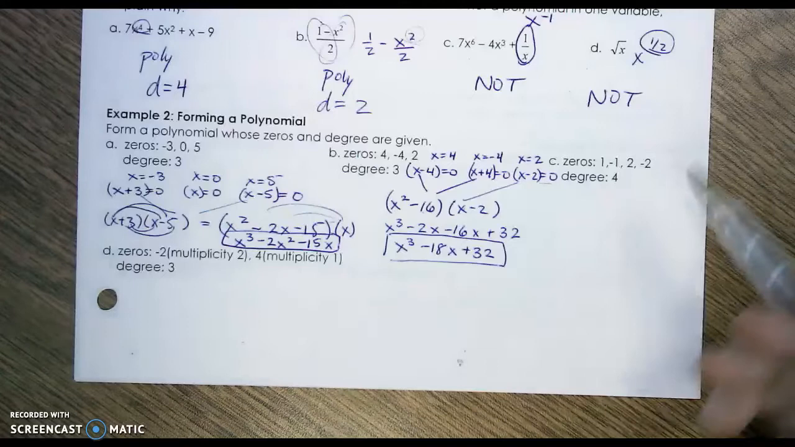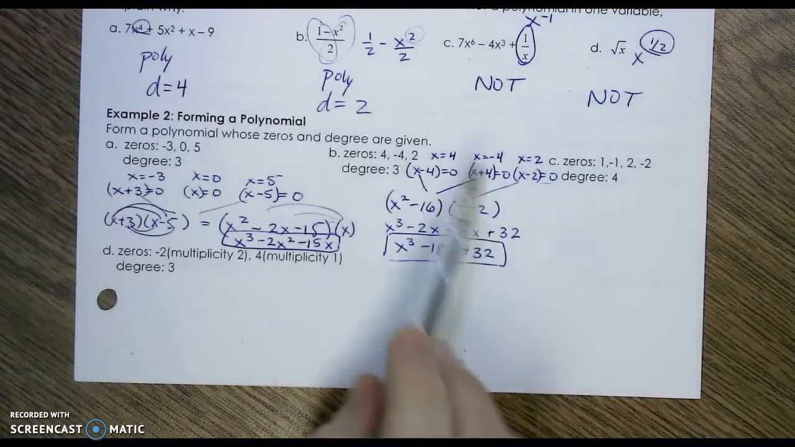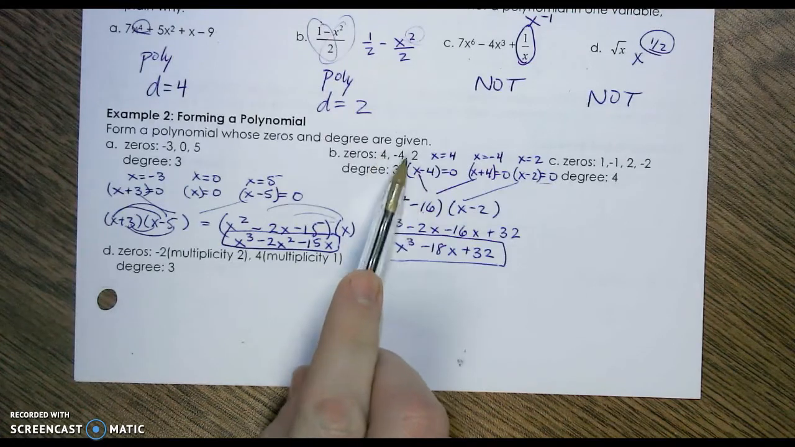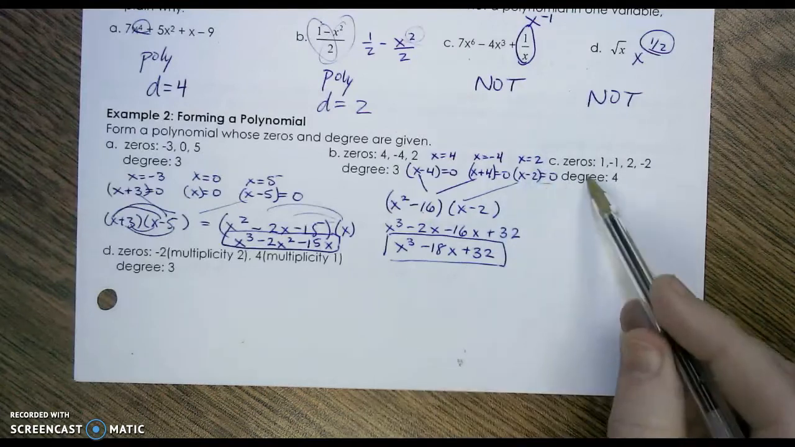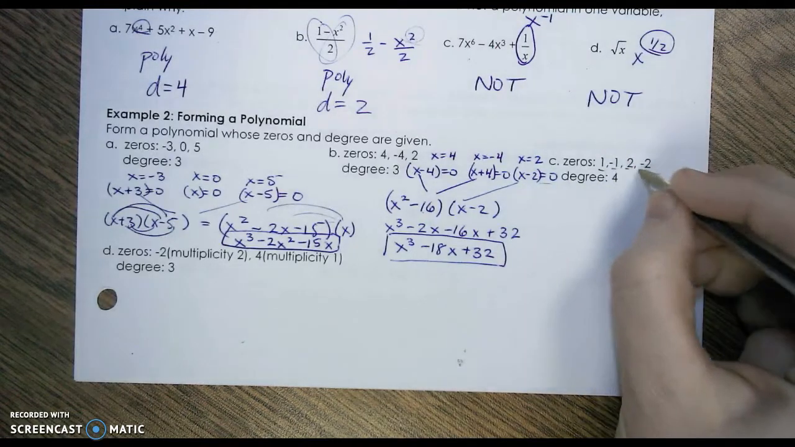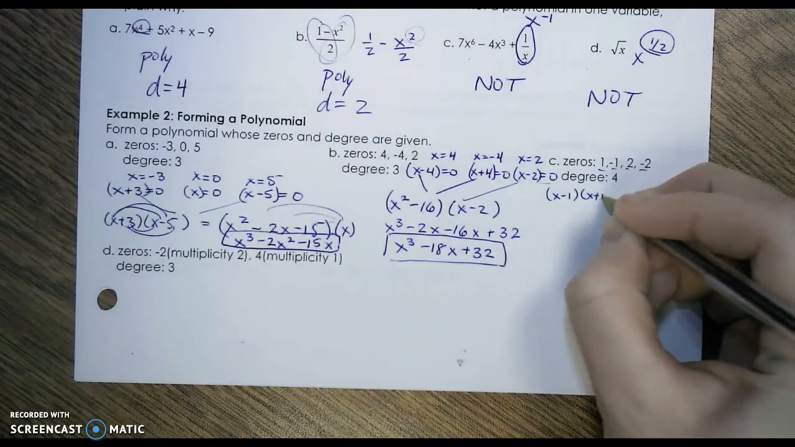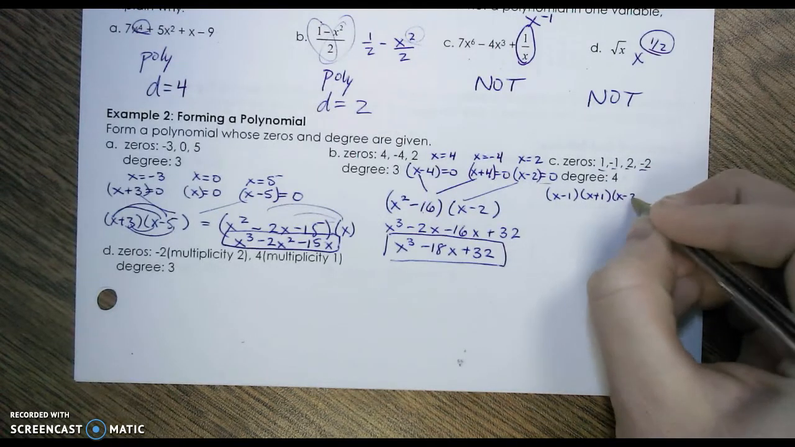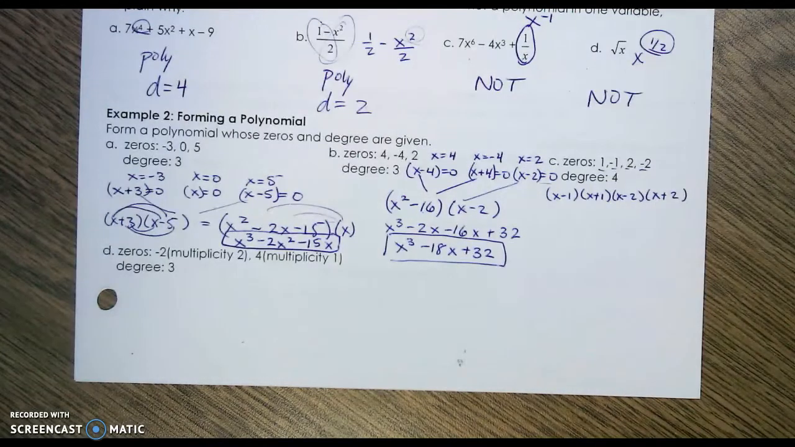In part C, I've got 4 zeros, so we're going to have 4 parentheses, and I think you're seeing the trend that if I have 4, it's x minus 4, negative 4 was plus, and then positive 2 was minus. So what we're going to have for these 4 zeros is x minus 1, x plus 1, and x minus 2, and x plus 2.